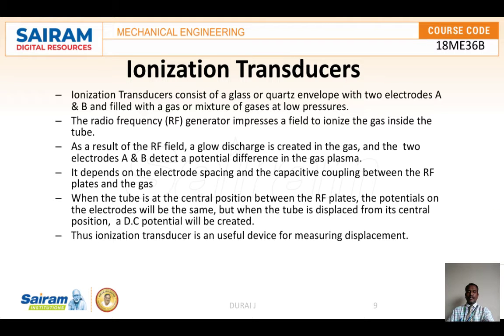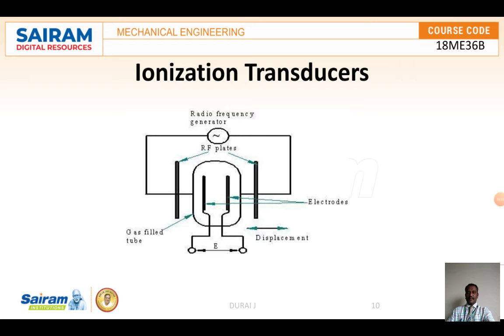Then coming to the ionization transducer. So this is the ionization transducer, the drawing they have given over here. Here they place the radio frequency plates. Centrally it has a gas filled tube, which can be displaced, and electrodes are fixed in the gas filled tube, and it is connected to the circuit of the radio frequency generator. It will be connected over here.